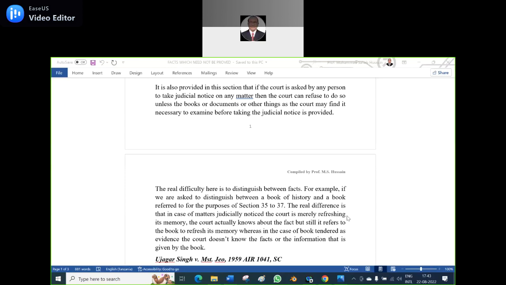Venunath, keep your gadget very close so that I could hear your voice very loudly. It is like a case diary for an investigating officer. Okay.